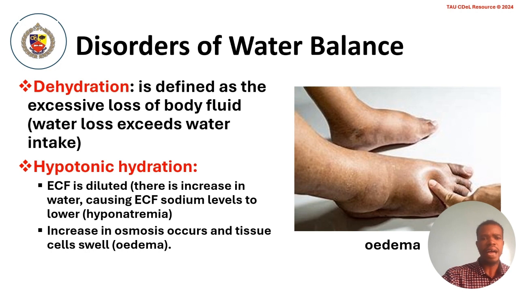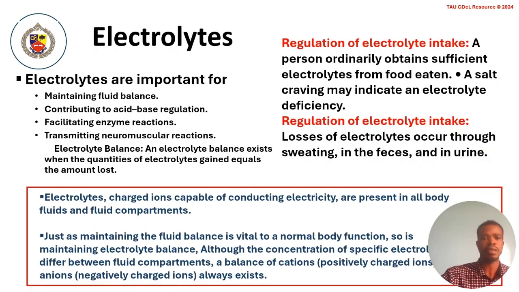Then we have hypotonic hydration. Hypotonic means there is more water than solute, and all these need to be balanced. It needs to be an isotonic solution. So the water content and the solute content are supposed to be balanced. Hypotonic hydration is one of the disorders of water balance.